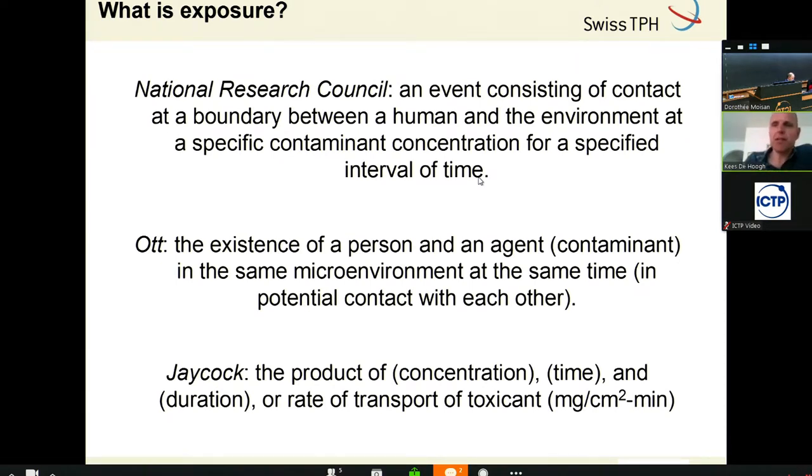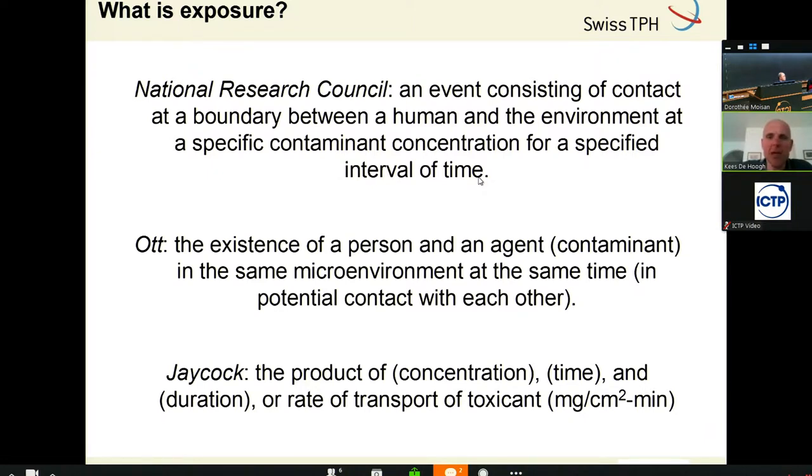So the first thing really is to talk about what exactly exposure is. And there are three definitions of exposure. I hear a little bit of background noise all the time, but it's not me. Is that okay? I will just ignore it. So maybe it's somewhere. That's better. So this is the exposure definition.